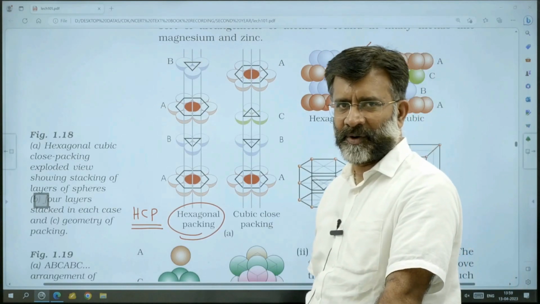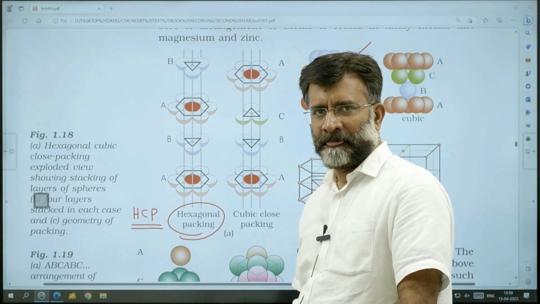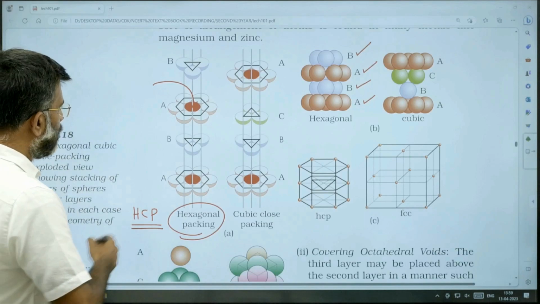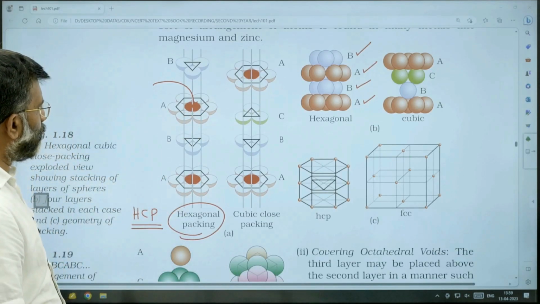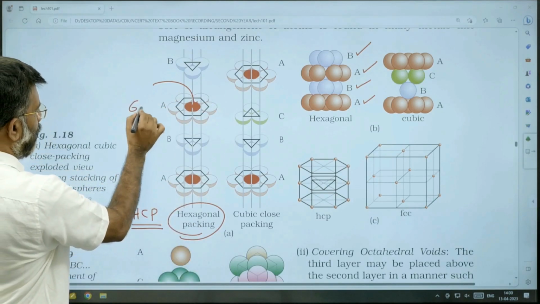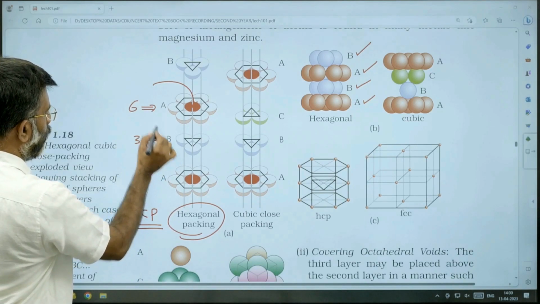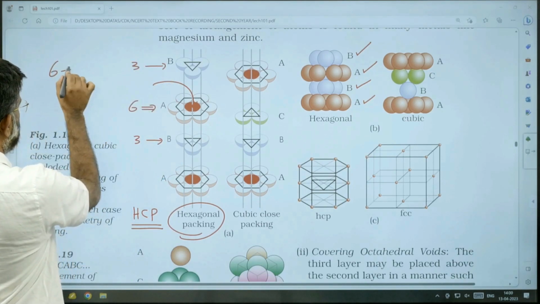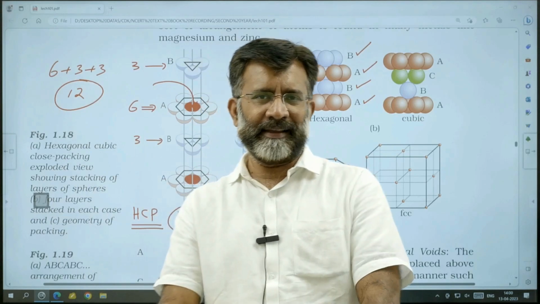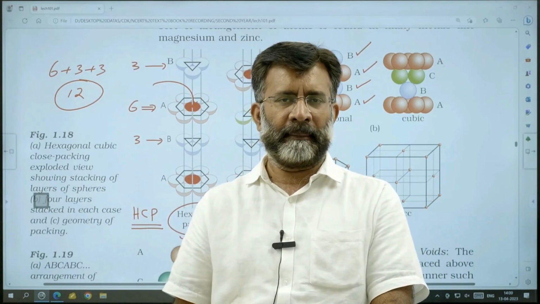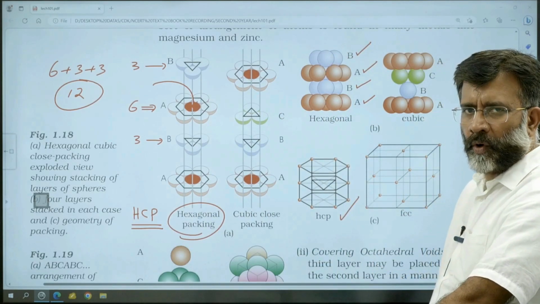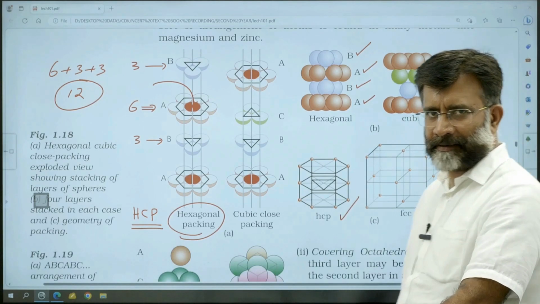Hope you understand. What is the coordination number? For example, this one particle is in contact with how many particles? 6 particles in that layer, 3 particles below and 3 particles above. So it is 6 plus 3 plus 3, and 12 is the coordination number. One of the highly effective close packed systems in 3D. HCP. And this is the open structure of HCP. Is that clear?